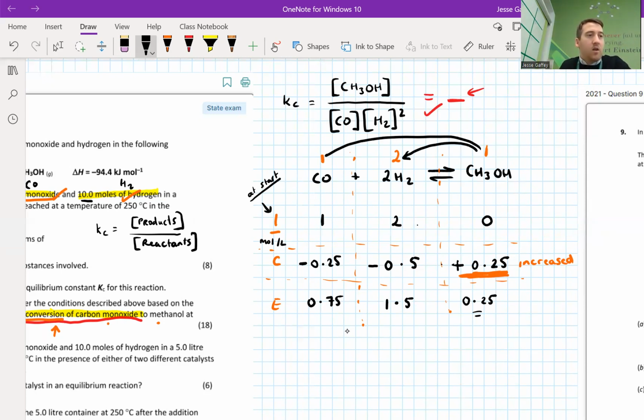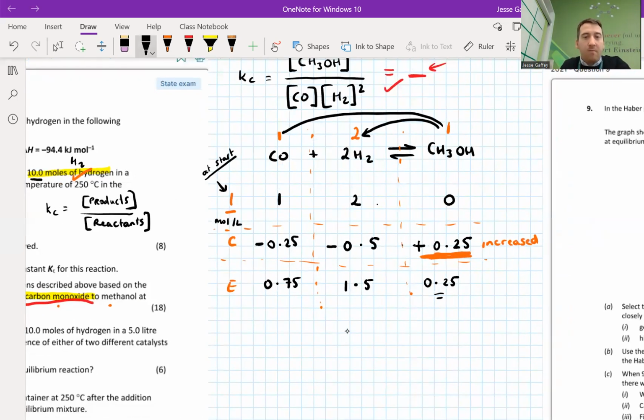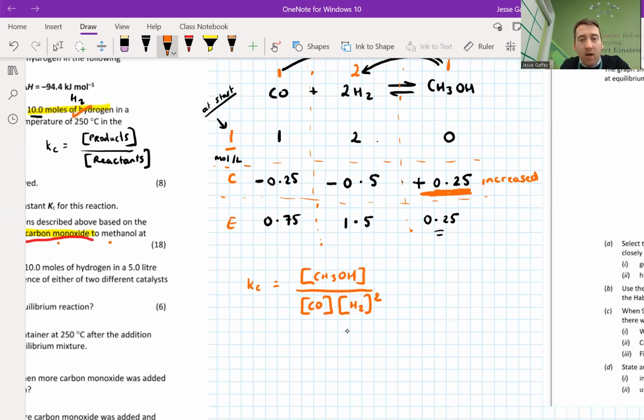Okay, so now what we have to do is calculate Kc. Once we have our ice table filled out, we're going to take our equilibrium expression again, which was Kc equals the equilibrium concentration of CH3OH over the equilibrium concentration of CO times the equilibrium concentration of H2 squared. I'm just literally taking that from where we did it earlier. And now we're going to put in our equilibrium concentrations, these values.